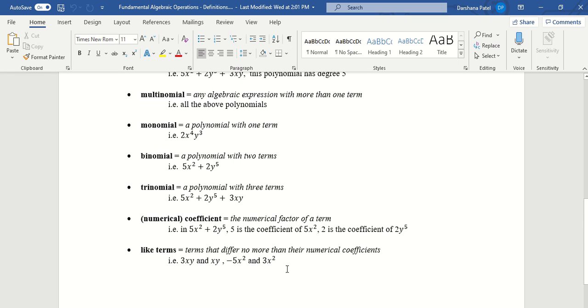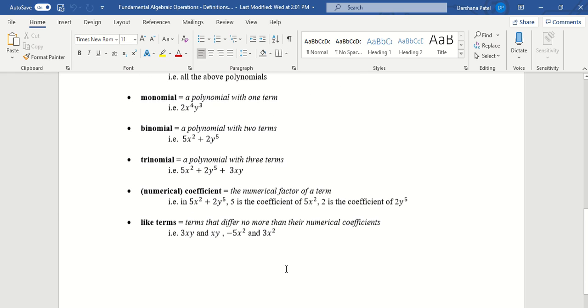2x² and 2y² will not be like terms because x² and y² are different variables. 5x and 5x² will also not be like terms because in 5x, x is only 1, while 5x² has two x's. So like terms have to have the same variables with the same exponents on them. 8xy and 8yx will be the same. They are like terms. xy, yx are still the same variables with the same exponents.